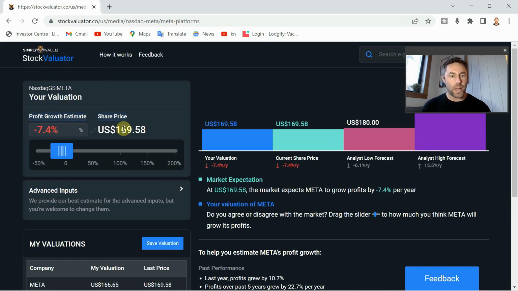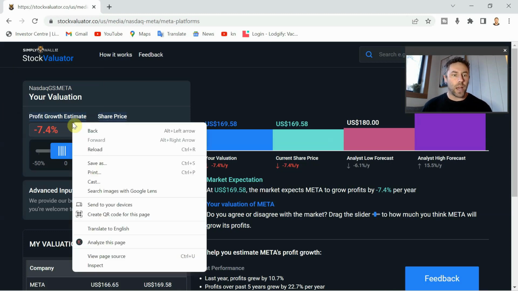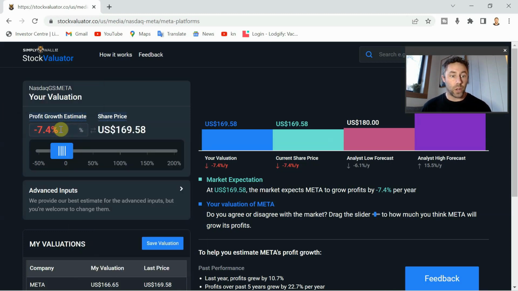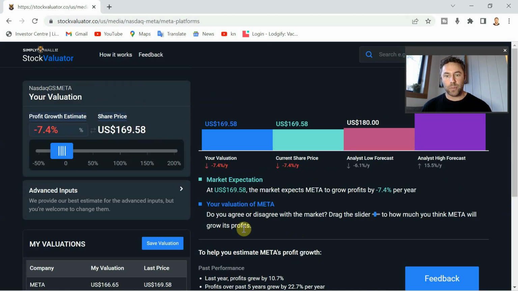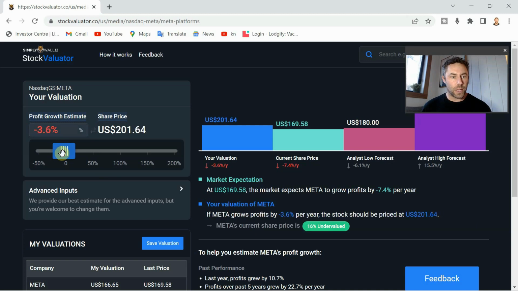So here we are currently, as it stands today on the 28th of July 2022. The current share price for Meta is $169.58. And the market is currently saying that growth in the business is going to be declining at 7.4%. Whereas if we look historically down here, last year profits grew by 10.7% and profits over the last 5 years grew at 22.7%. So now it's up to you where you think the future of Meta will be in the next 3, 5, 10 years, and you can play around with the inputs here simply by sliding this here to the right.